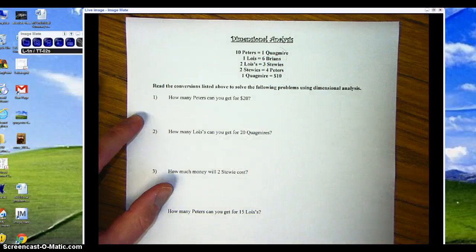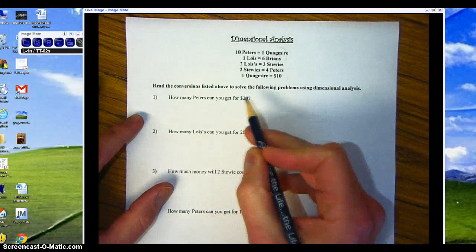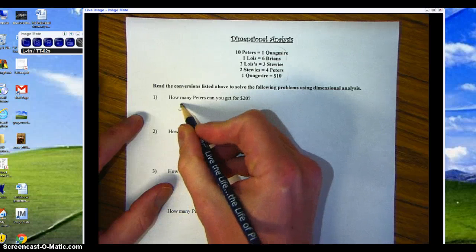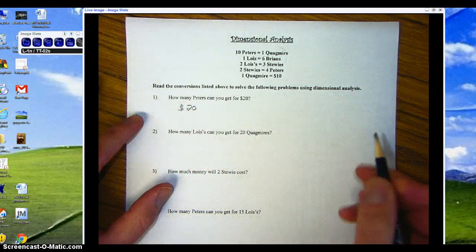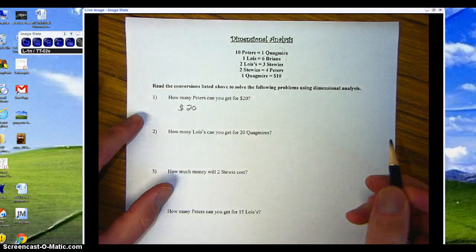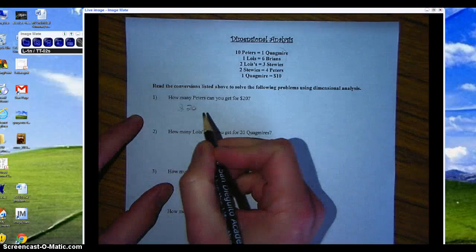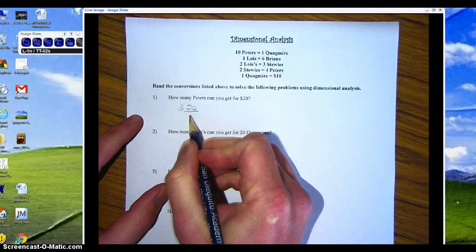So remember what I just said. It's about canceling fractions. So start with what you got. You have $20. So you're going to start with $20. Now, how can I make that into a fraction? You should all know this. What am I about to do to make this into a fraction? I'm going to put it over 1.